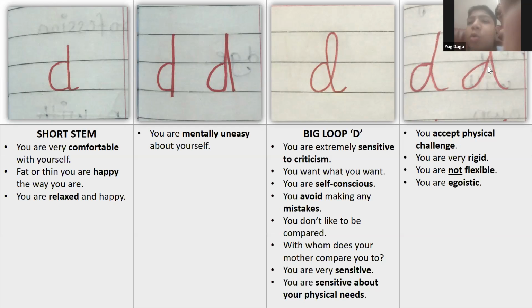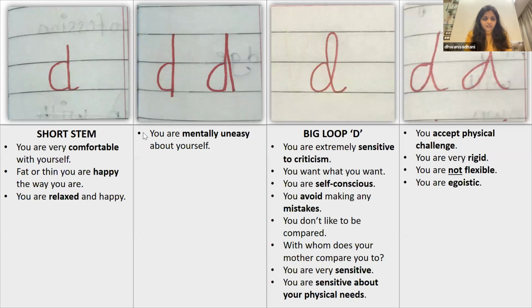Ma'am, what if you have a small loop? Sorry, can you repeat? I couldn't hear you. What if you have a small loop? A small loop. Okay, so that is again something else. A small loop indicates something completely different that we're not gonna do this time. It's only for big loop. Only any letter which has a big loop means sensitive to criticism. That is not the same for a small loop. Okay.